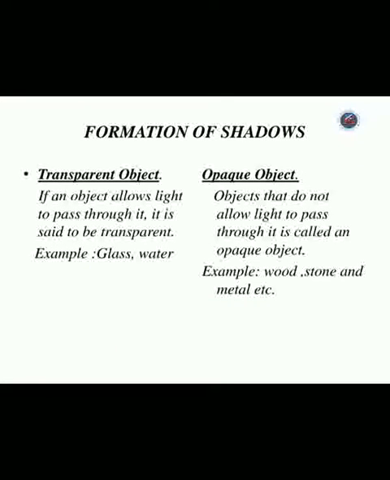Now, in this slide, we shall discuss transparent objects, opaque objects, and also how a shadow is formed. Firstly, transparent objects. If an object allows light to pass through it, it is said to be transparent. For example, glass and water allow light to travel through them without any disturbance. Now moving on to the next, we have opaque objects. Opaque objects are objects that do not allow light to pass through them. Examples: wood, stone, metal, etc.